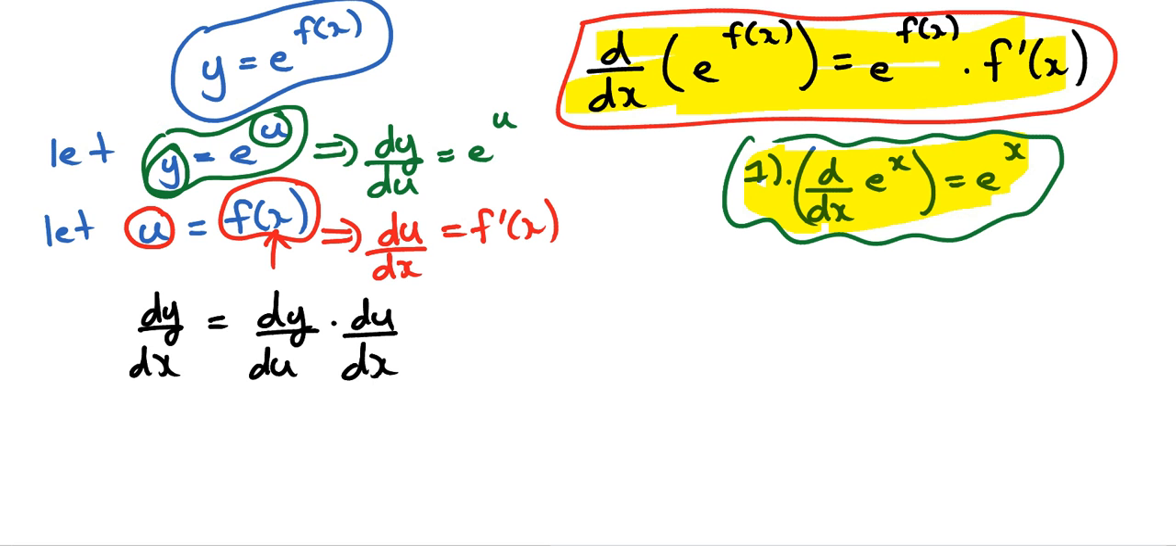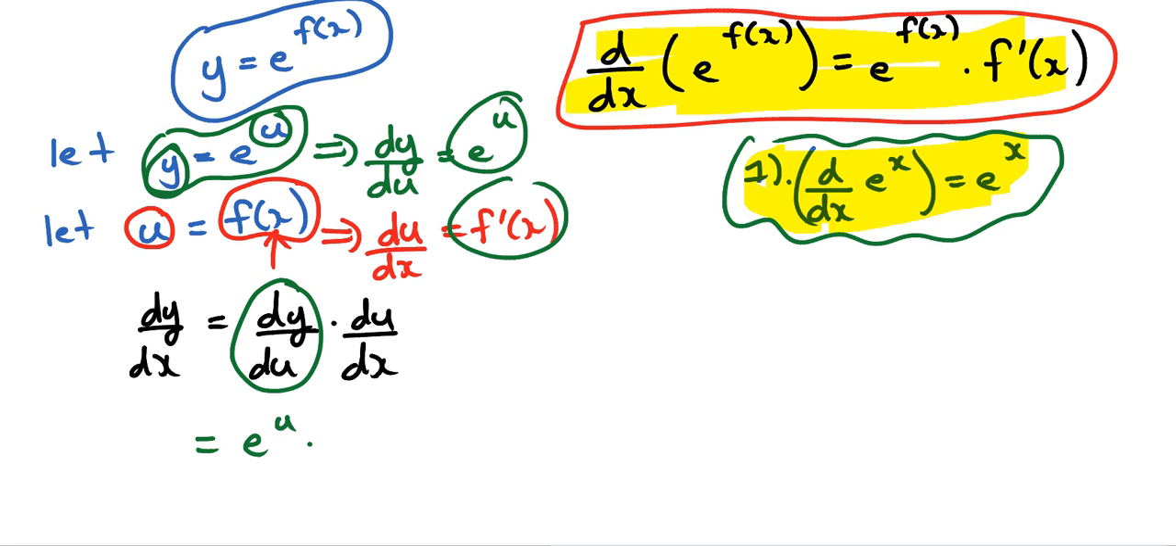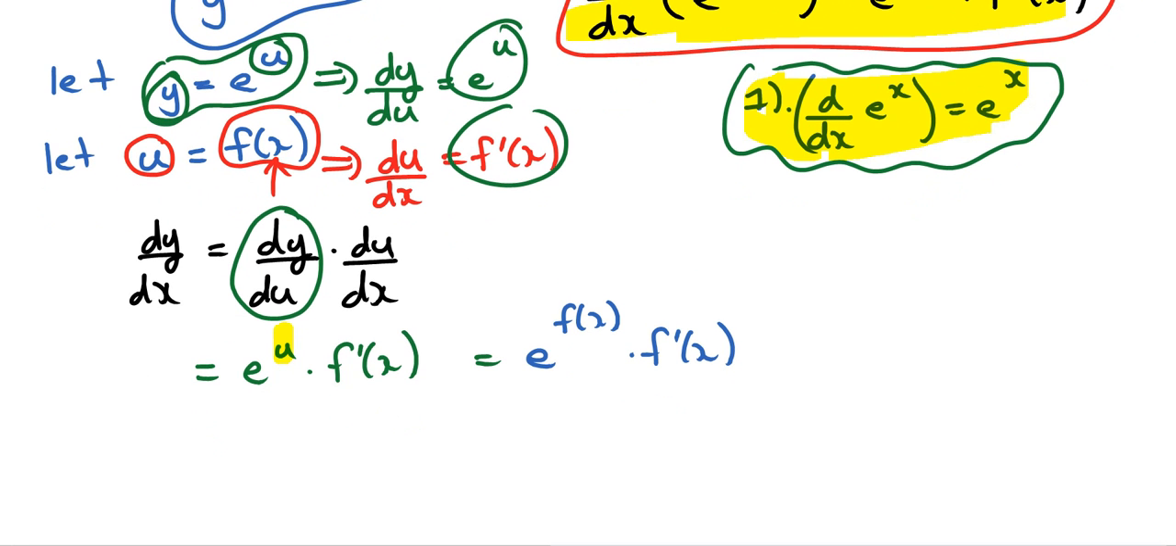If I take those expressions and insert them back into my chain rule definition, dy by dx is going to be e to the u times f prime of x. Then ask yourself, what does u equal? Well, u is f of x, so this is e to the power of f of x times f prime of x. If you didn't follow that, this f of x is simply that guy right there.